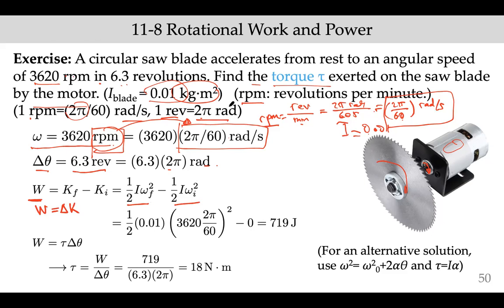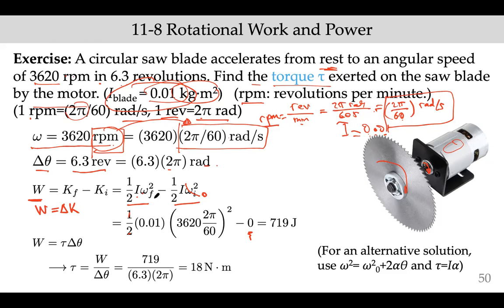Initial kinetic energy: it starts from rest, so there's really no angular speed. This is 0, so the initial kinetic energy is 0. Now the final kinetic energy is 1/2 times the moment of inertia, which is 0.01. Okay, it's given here.